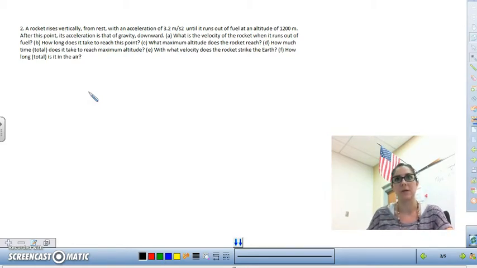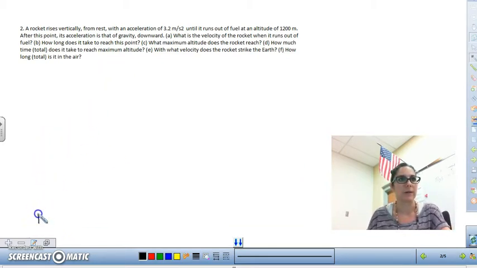Let's figure out the velocity of the rocket when it runs out of fuel, how long it takes to reach this point, maximum altitude, time to reach maximum altitude, velocity striking Earth, and total time. This is a pretty standard, all-the-stuff type of problem, so why don't we analyze it?